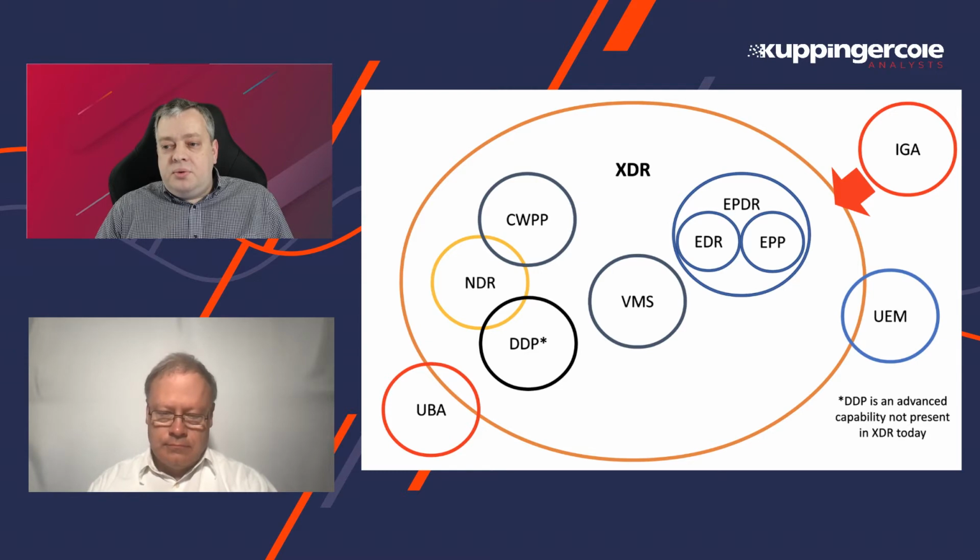And of course, you have to think about this whole identity stuff. This is why, for example, the diagram includes identity governance and administration. So there's a lot of stuff which is still completely missing. And when are we expected to see any of those capabilities delivered with the XDR label? It's probably the most important question.